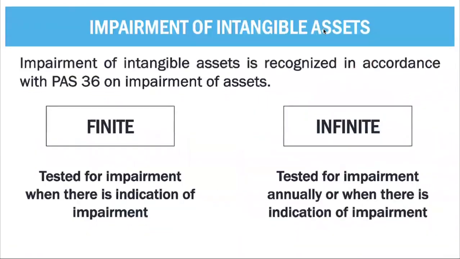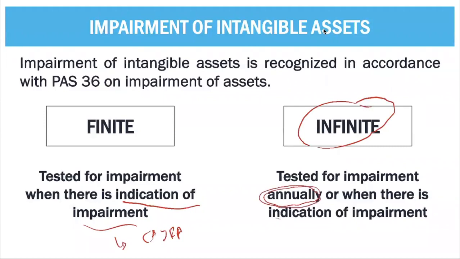So how do we impair your intangible assets? For finite, you test it for impairment where there is an indication, meaning carrying amount is greater than recoverable amount. For infinite type of intangible assets, you test it annually or when there is an indication. So when do we test impairment? For finite intangible assets, only if there is an indication. For infinite, we test it annually, and when there is an indication of impairment.